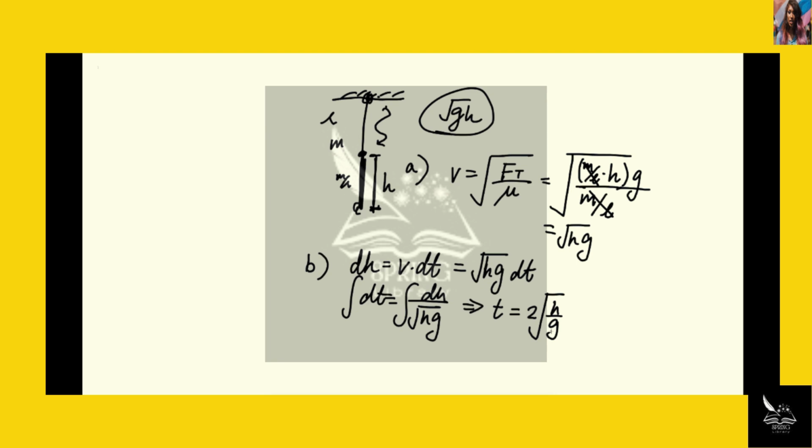And technically plus a constant, but we start from t equals 0 when h equals 0, so the constant is just 0. And this is an integral from 0 to L, so that is 2 times square root of L over g. So that is the time it will take to travel from one end to the other.